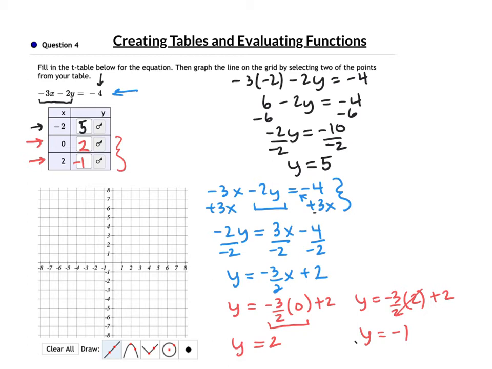We'll plot our values. They should all be on a straight line. These are linear equations. Negative 2, positive 5. 0, 2. And 2, negative 1. Use the line tool to draw a line through those points. Just click 2 of them and the line will automatically form, and you're good.